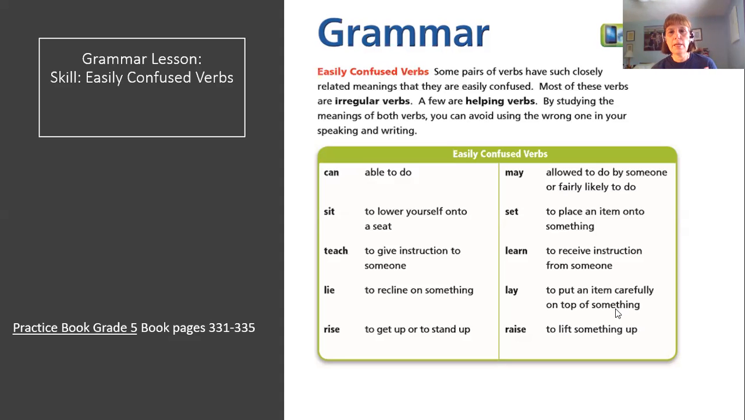For example, when do I use can? When do I use may? Can means that you're able to. I can sing. May means that you're allowed. May I go out, teacher? Sit means you lower yourself onto a seat. I will sit in my seat. Set is when you place something. I will set this on my computer. I will place this on my computer.